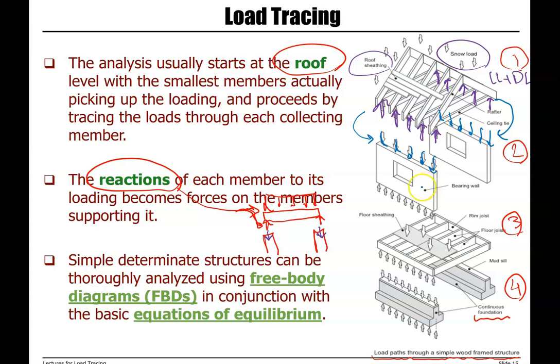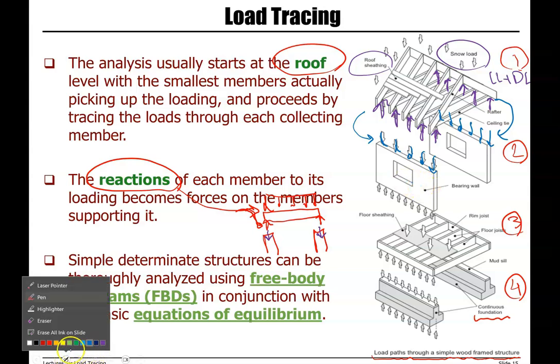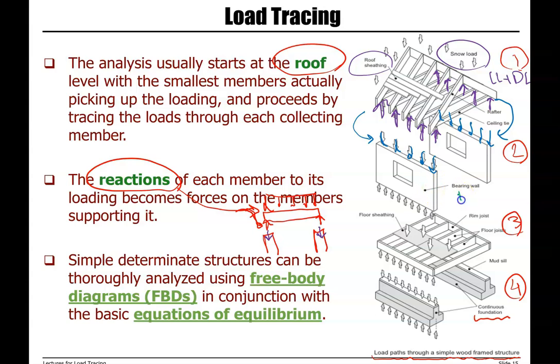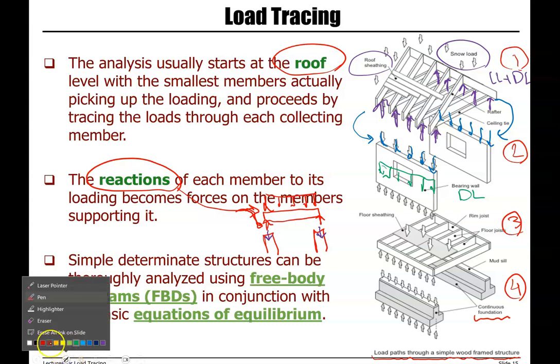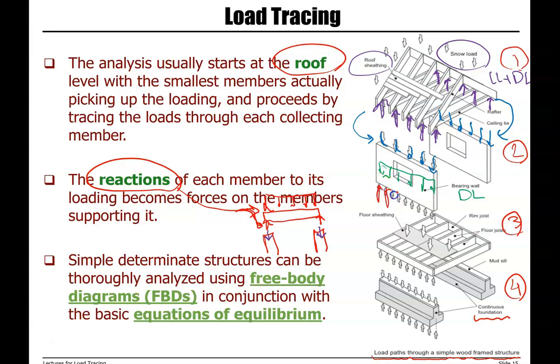add the dead load of our bearing wall. So the wall by itself has a dead load. So we need to add the dead load of the wall to the load transferred from the roof to have the reactions. These reactions are transferred to the flooring system, and from the flooring system to the ground or to the continuous foundation.